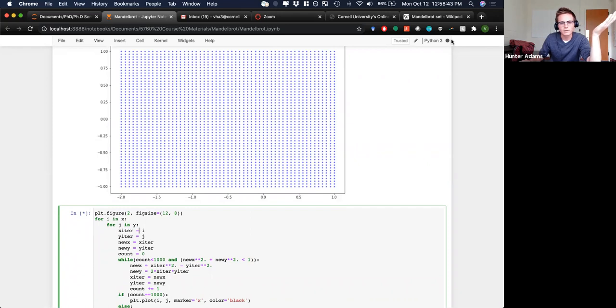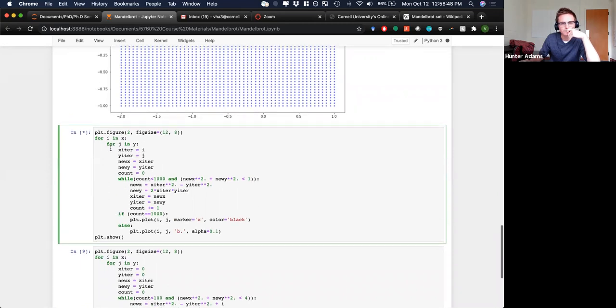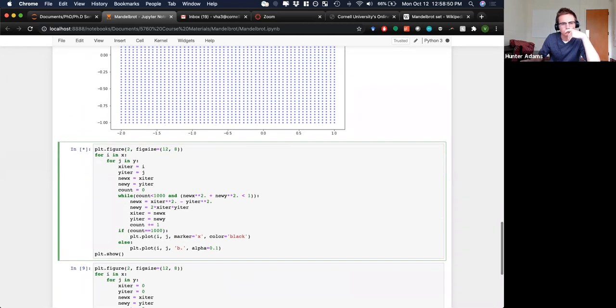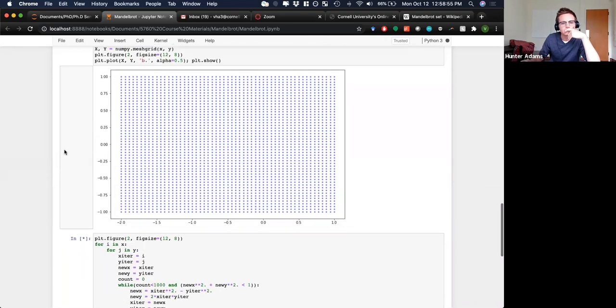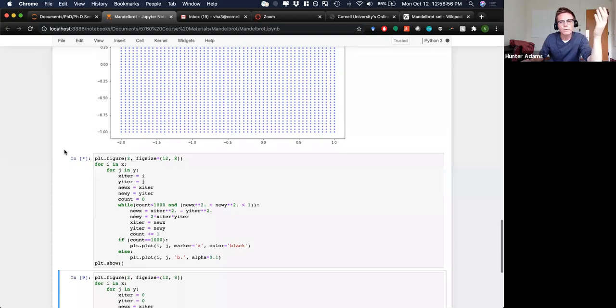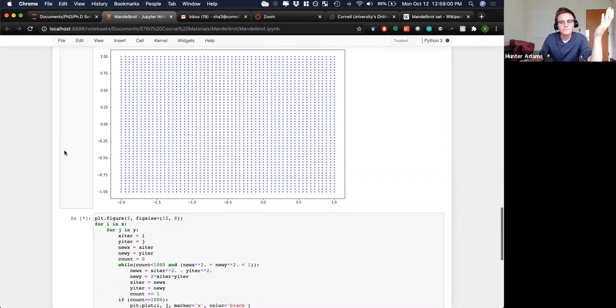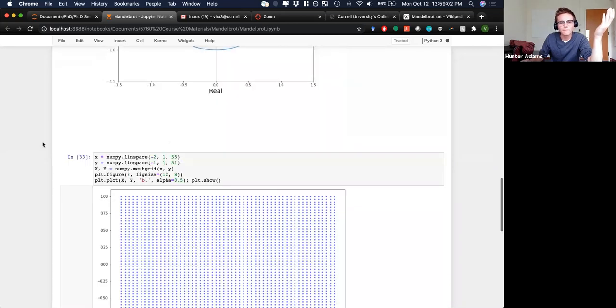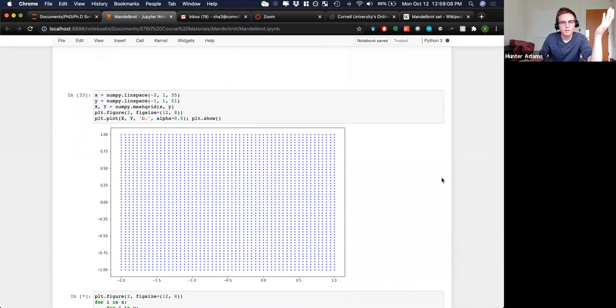This is taking longer than it did before. I wonder why. What do people think? Based on what we were just playing with up here, which of these points diverge and which ones converge?